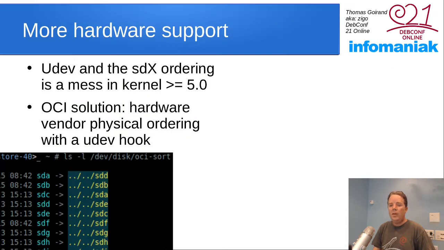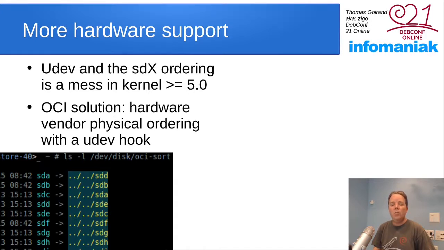Apart from networking, there's more hardware support that has been added in OCI. A problem we faced with newer kernels is that UDEV isn't ordering hard drives in a predictable way anymore. The issue is, the kernel is still displaying old names like sda, sdb, sdc, etc. in the logs when there are some errors. Puppet OpenStack itself is kind of bound to the names and cannot really use UUIDs directly.